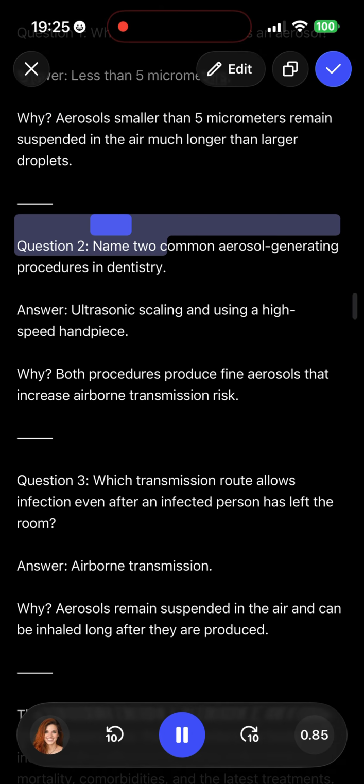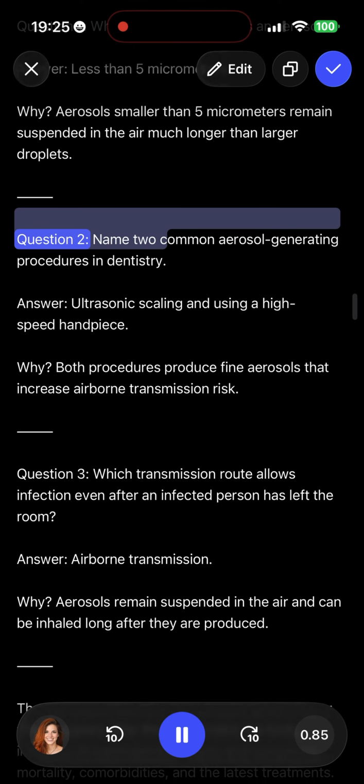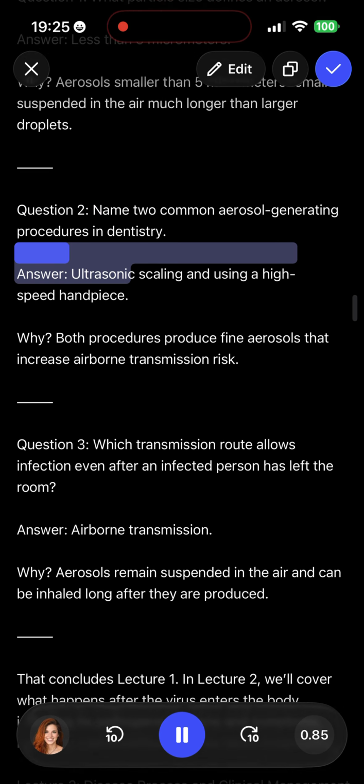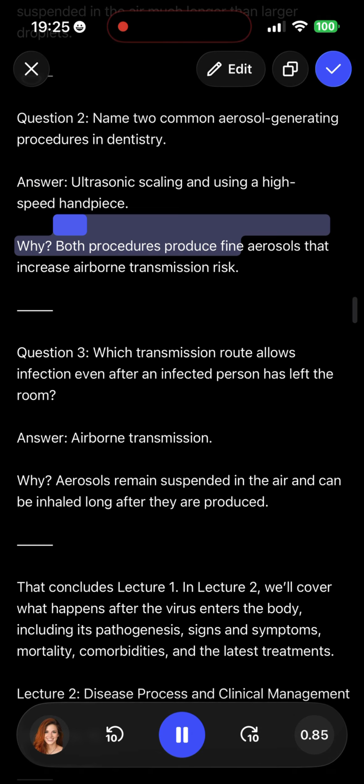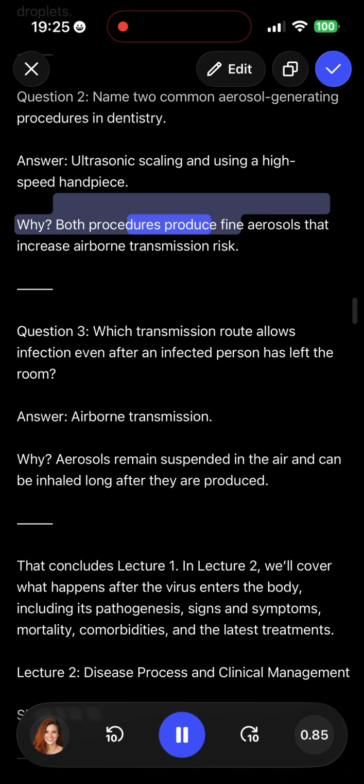Question 2. Name 2 common aerosol-generating procedures in dentistry. Answer: ultrasonic scaling and using a high-speed handpiece. Why? Both procedures produce fine aerosols that increase airborne transmission risk.